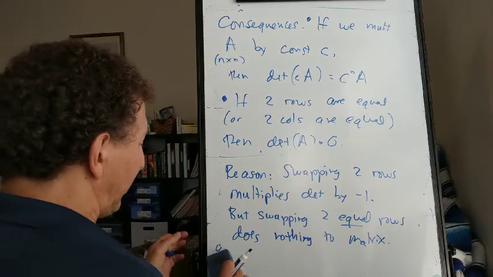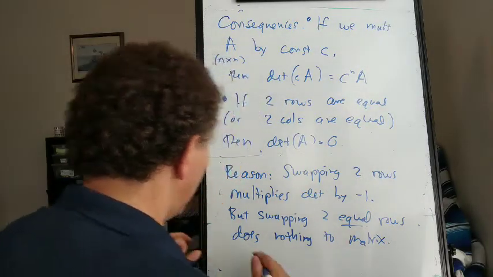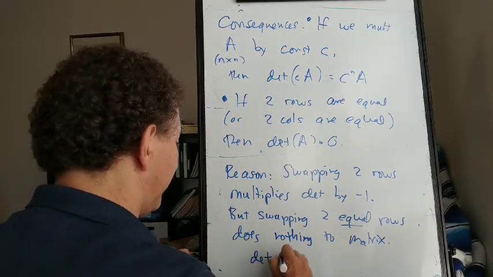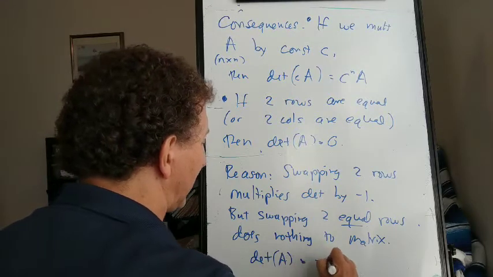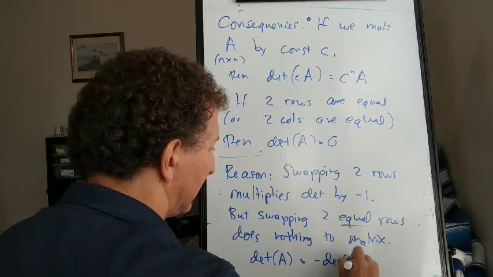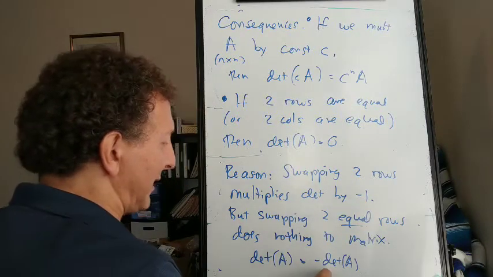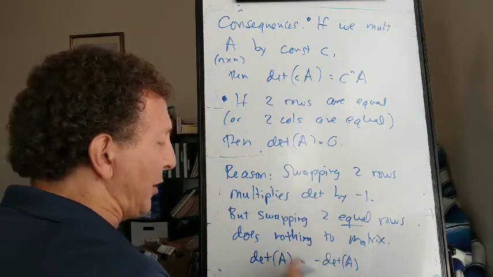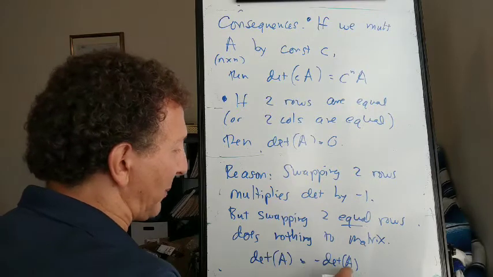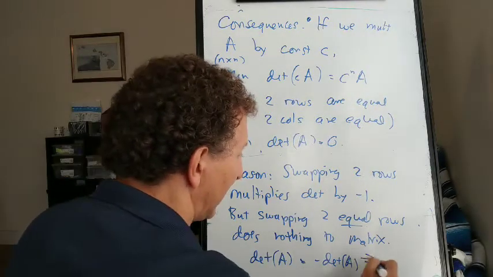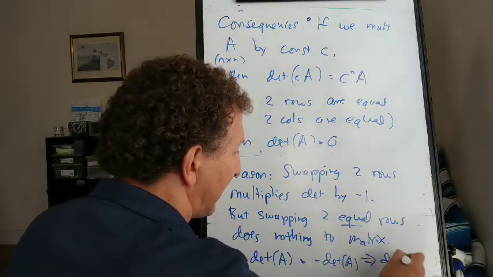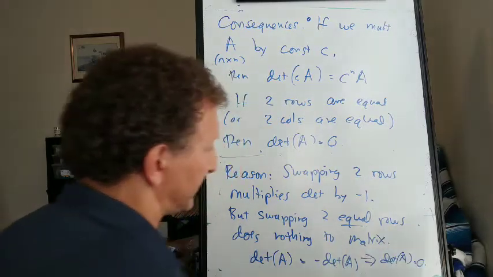So if we look at these two facts simultaneously, we have determinant A has to equal negative determinant A, because we're changing the determinant by -1 and simultaneously leaving it alone. But the only number which is equal to its opposite is 0. So that means that determinant has to be 0.